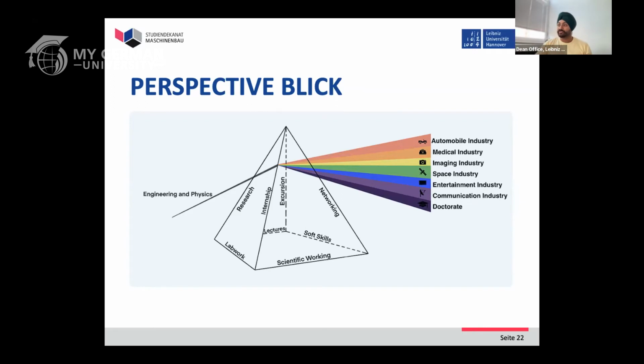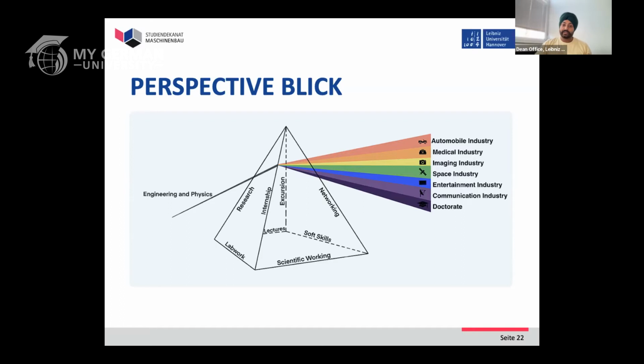It also describes the basics of optics, where white light gets split into 7 different colors. So you have the option to go into the automotive industry, medical industry, imaging industry, space industry, entertainment industry, communication industry, and also you can do your doctorate. And we are also specialized in that.